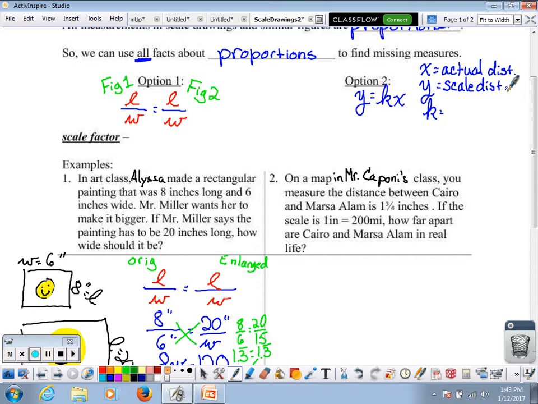So then we got this k again. Now what does k represent? Not just in this story, what does k always represent? y per x. The unit rate. The constant of proportionality. All three of those. In this particular case, that unit rate, y per x, is scale distance per actual distance. We call that the scale factor.